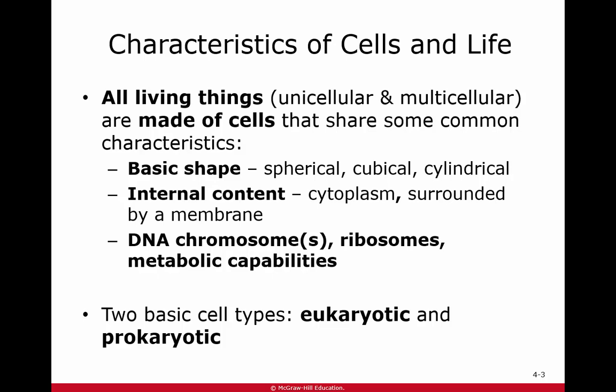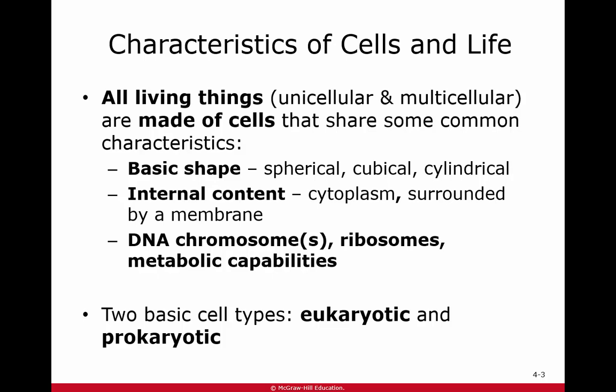All living things are made of cells. Okay, well, that's very, very obvious to us, right? The cell is the smallest unit of life, and so we know that things can be unicellular, made up of one cell, or multicellular, made up of more than one cell. We know that cells have basic shape. For example, they can be spherical, round, they could be cubical, they could be cylindrical. We know that every cell is going to have a membrane. It's got to have a membrane.